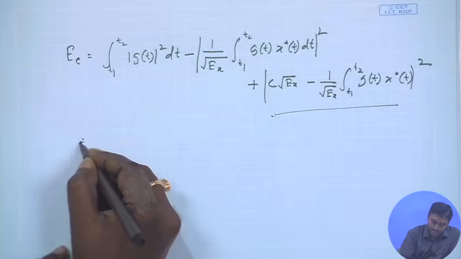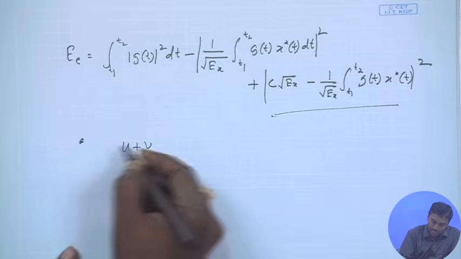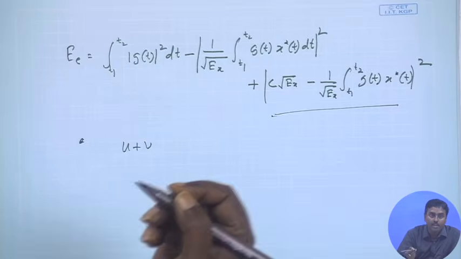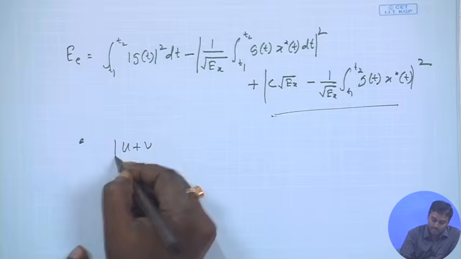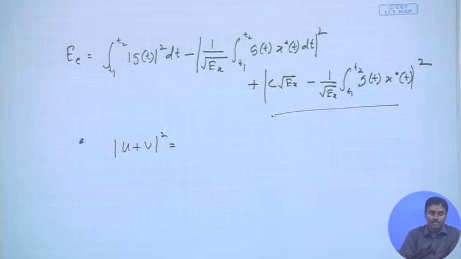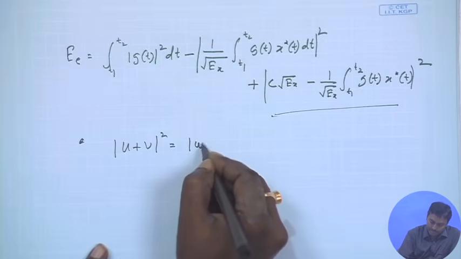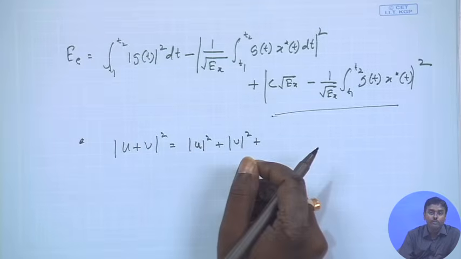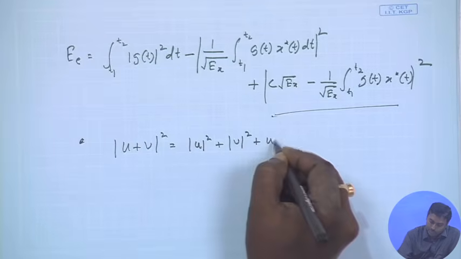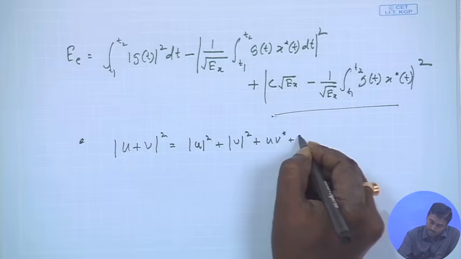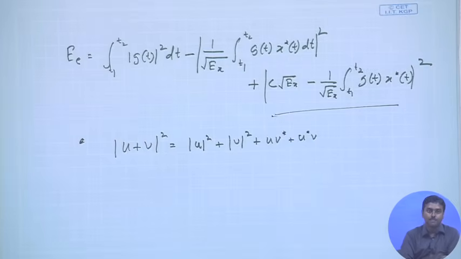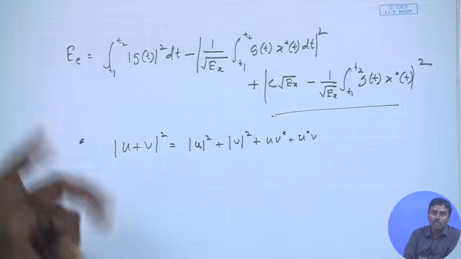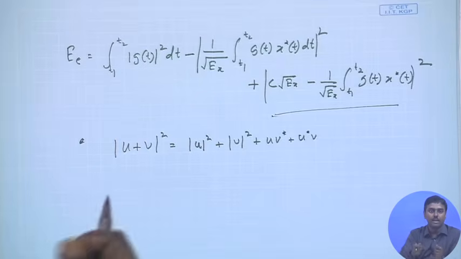Now, I will just write how to evaluate. Suppose I have variables u and v which are complex numbers, I need to evaluate this. Generally we can write it in this fashion: mod u square plus mod v square plus, instead of 2uv, it is written generally u v star plus u star v. Okay. So, this is how the mean square of modulus of complex numbers is represented.